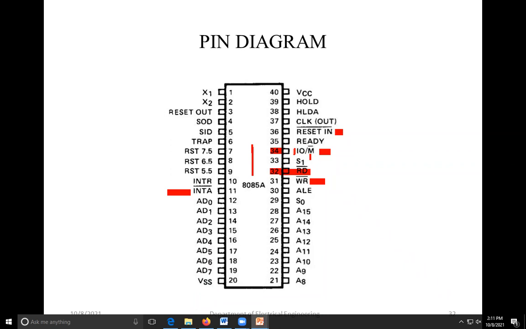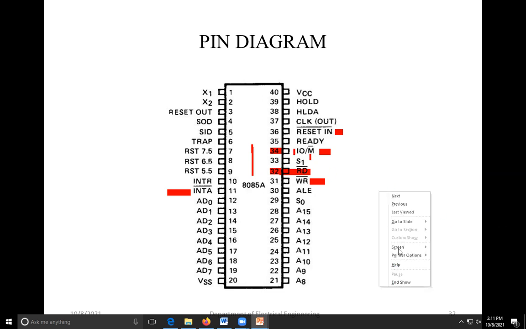See, at the time of the oral examination, everyone asks what is the meaning of the bar. Third year students don't know what the meaning of the bar is. Again I am saying, bar means this is an active low pin. You have to connect 0 volt to that pin, then this pin is activated. This is called the active low pin when the pin contains a bar on its upper side.